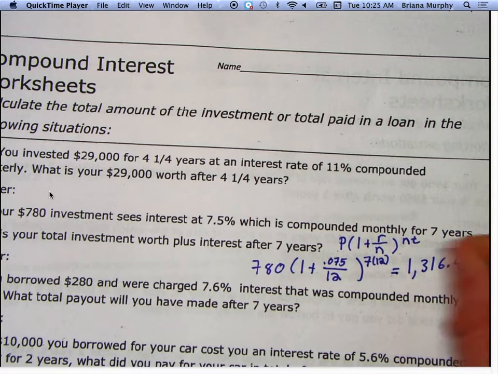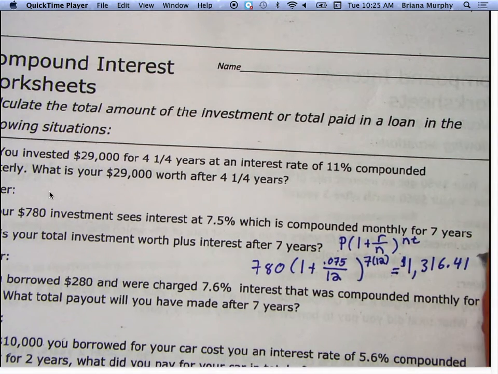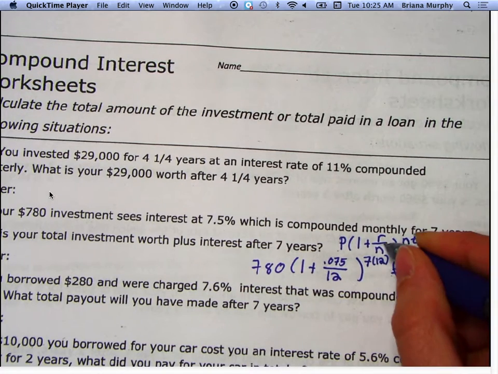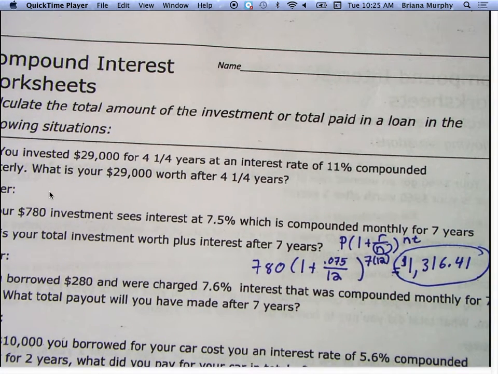$1,316.41. So again, what I forgot to show you yesterday was dividing the rate by how much you're compounding it. This one was monthly, so we had to divide it by 12. Making sure to do that right.